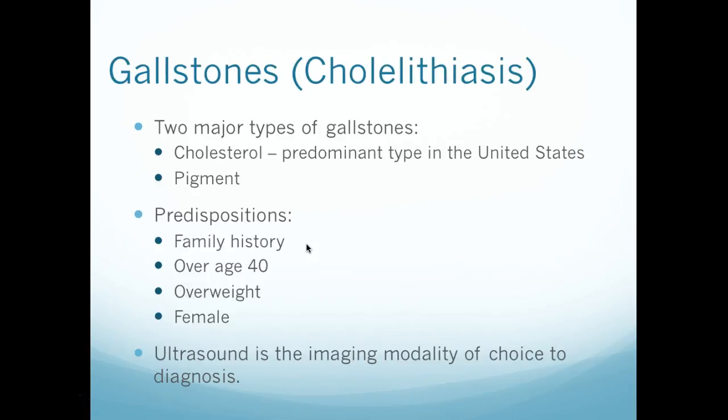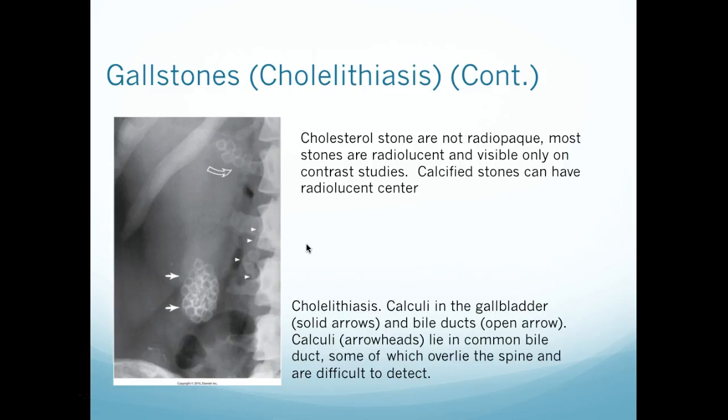So with the gallstones, there's two major types. There's cholesterol and pigment. So cholesterol is the most predominant here in the United States, and it causes a big challenge because they're radiolucent. So some of the things that predisposes you to having gallstones is, of course, a family history, being over the age of 40, being overweight, and being female. So ultrasound is the best modality, as in x-ray, most of the time they're radiolucent, so we can't see them.